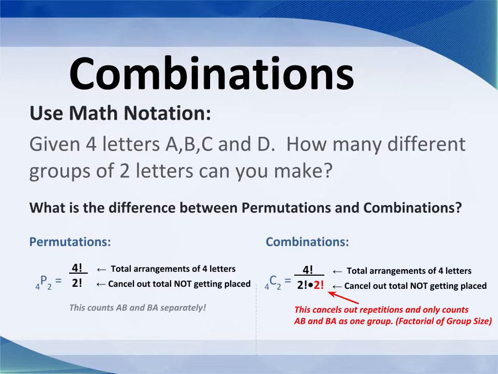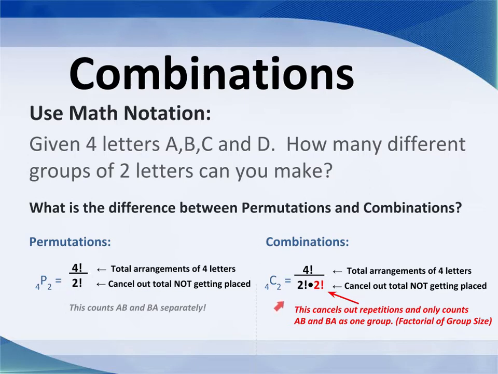Now, this may seem a lot like permutations, but the difference between a combination and permutation is that in a permutation, AB means something different than BA. In a combination, AB and BA are considered to be the same thing. If we wanted to use factorials to find the permutation, we would take the total number of items, factorial, divided by the ones that are not getting used, factorial.